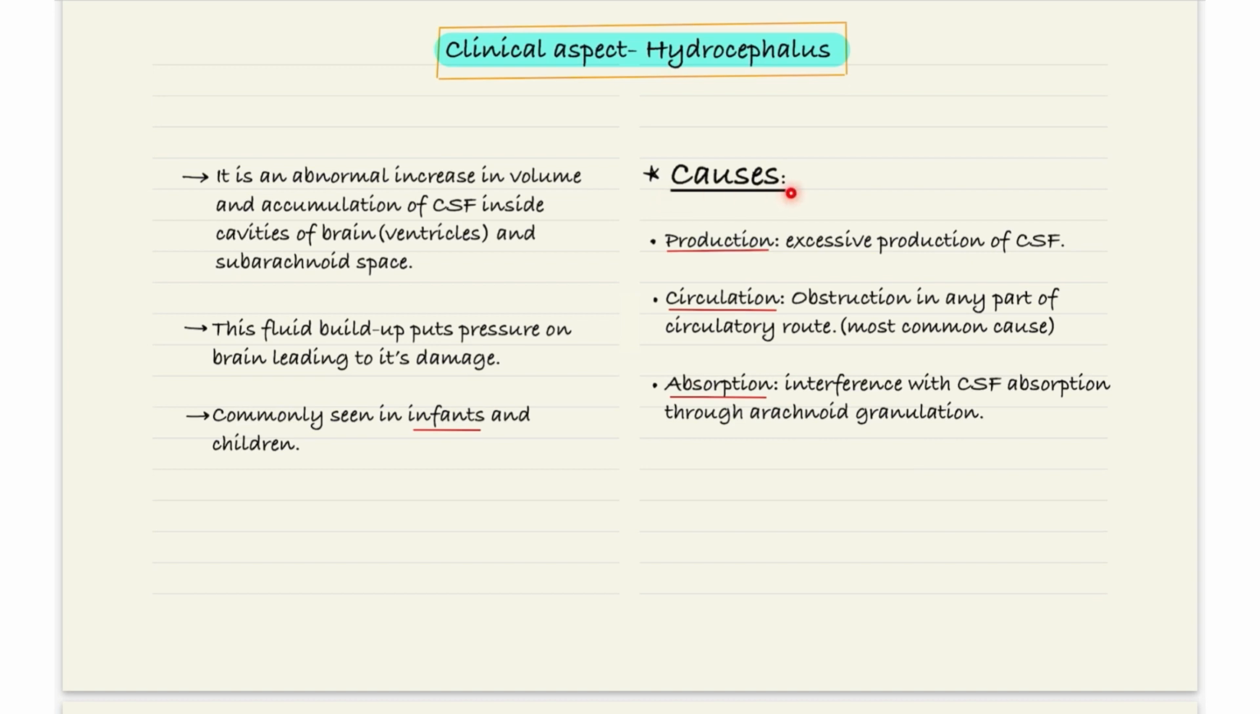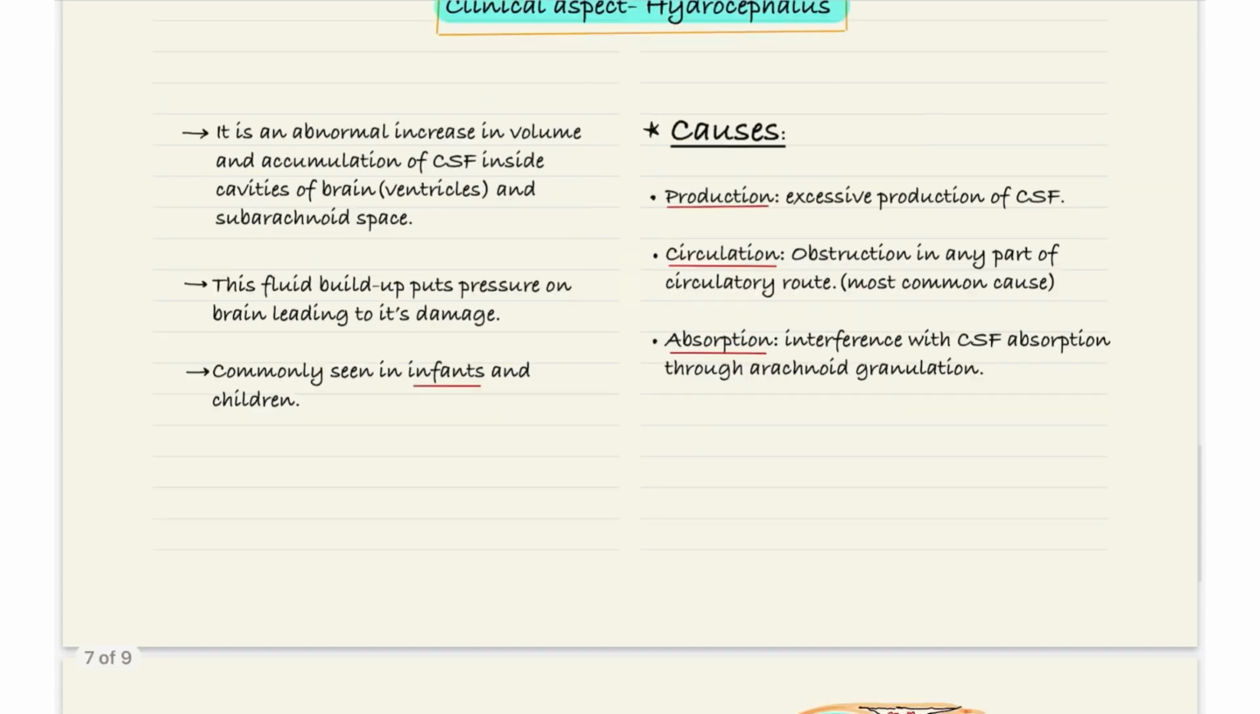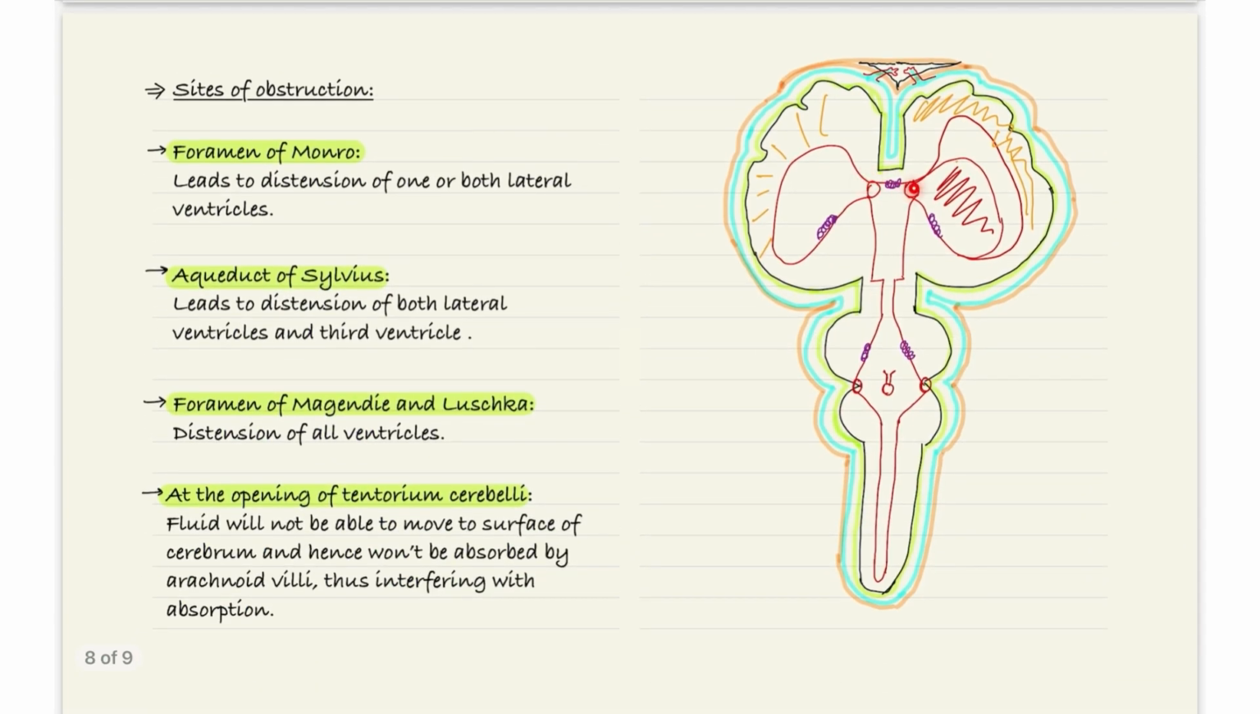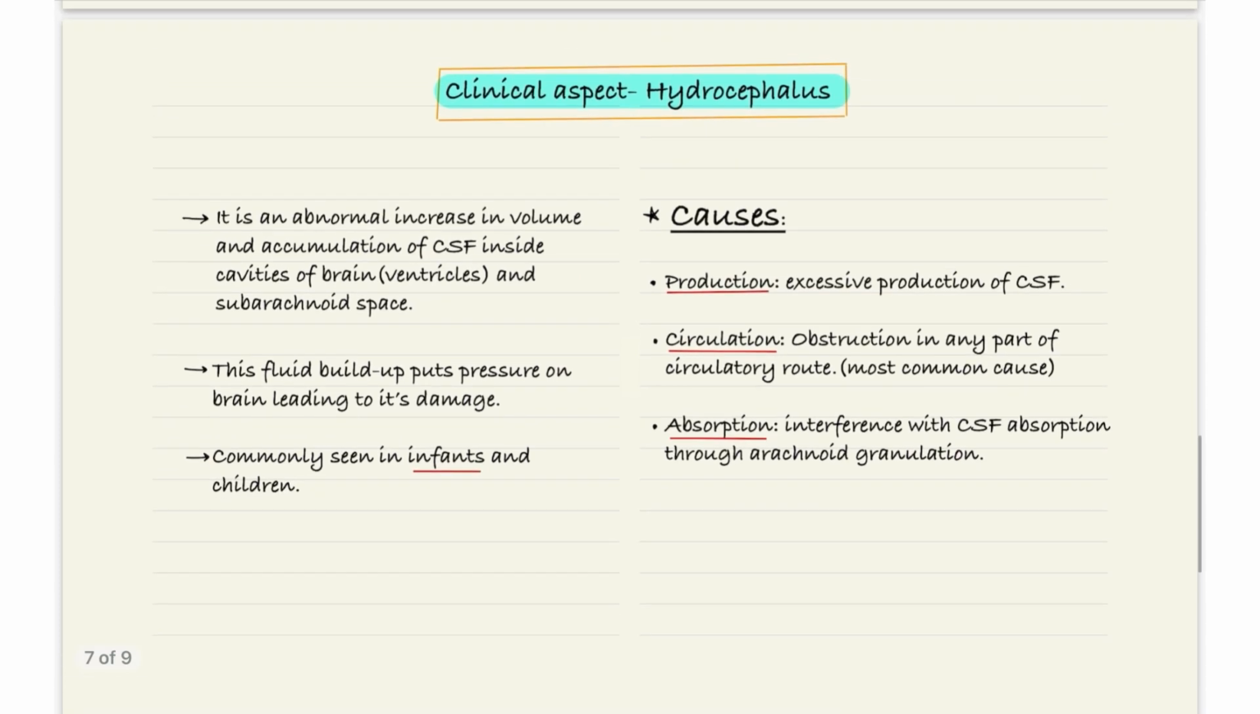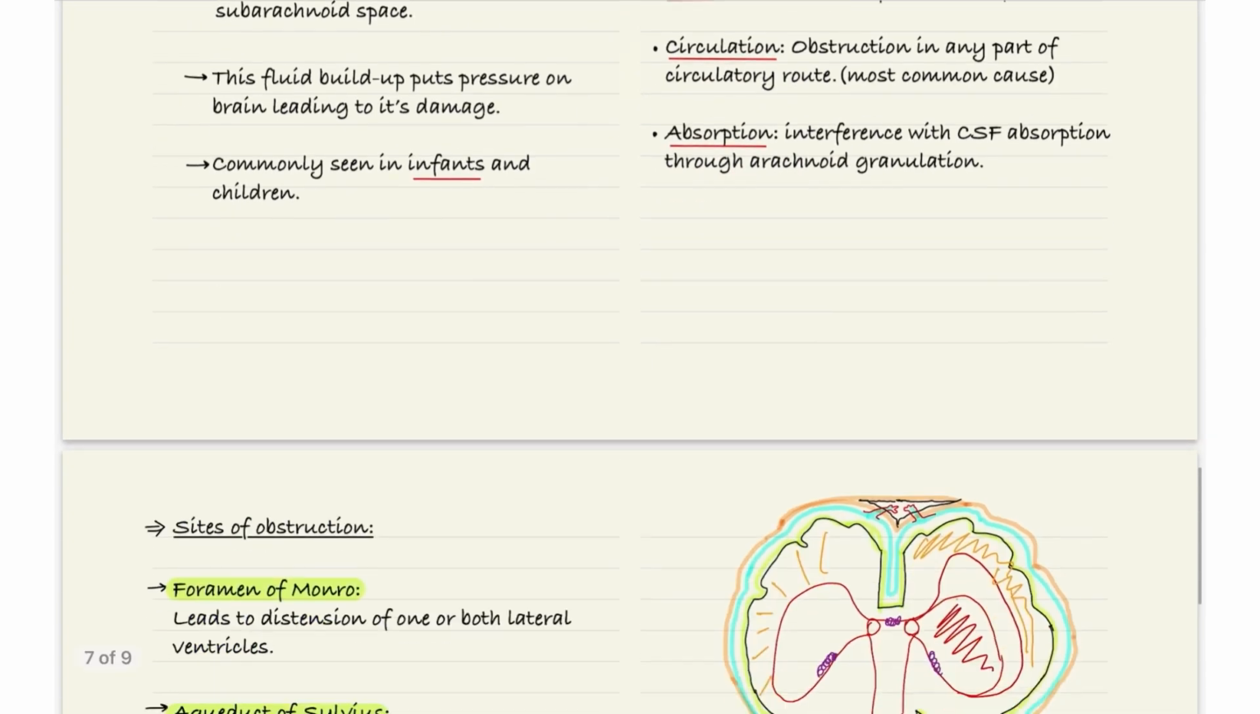Now what are the causes of hydrocephalus? So there may be a problem in production or circulation or absorption. The most common cause is circulation. Okay, so what can be the problem in production? Excessive production of CSF. In circulation, obstruction in any part of the circulatory route. So if there is obstruction here, here, here or here, these are all the circulatory routes. So if there is any obstruction here, it can lead to hydrocephalus. Third, absorption. Interference with the CSF absorption through the arachnoid granulation. So these can be the causes of hydrocephalus.